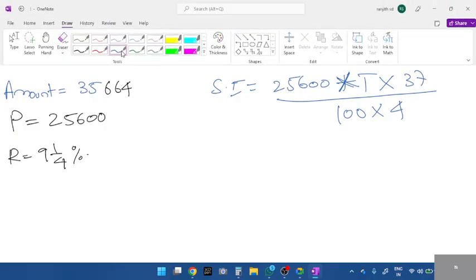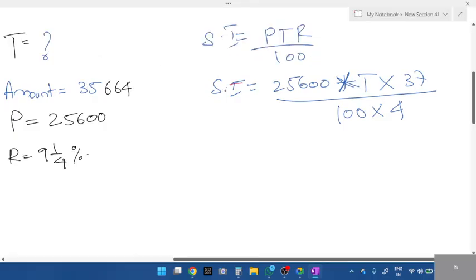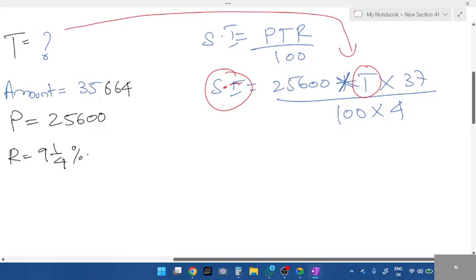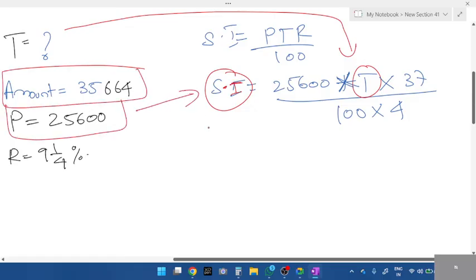In this simple linear equation, we should have only one unknown variable. That is either simple interest or time. But here, how many unknown variables are there? 2. So the main concept is time. But simple interest, we can find out, students. Whenever amount and principal are given, we can find simple interest.